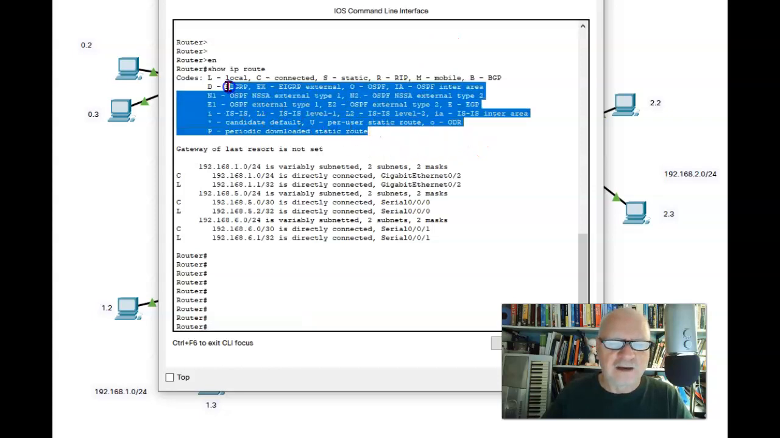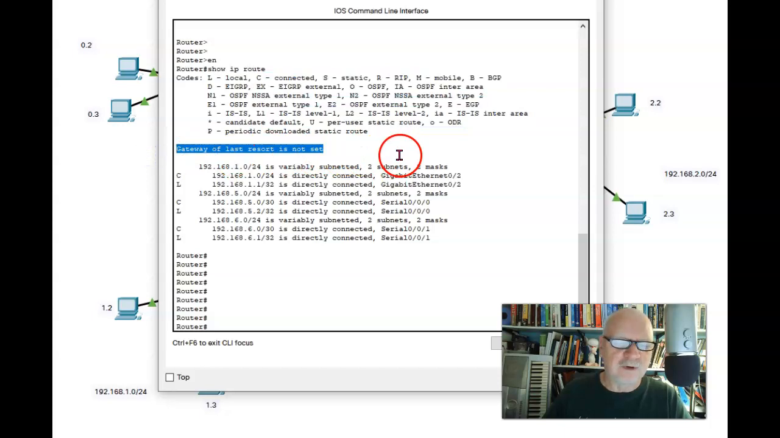The first thing I have is a set of codes that tells me local, connected, static, RIP, and so on. And then I have this line that says gateway of last resort is not set. That's referring to the default gateway for this router. It's called the gateway of last resort, or the default route in the case of a router, unlike with a PC where you call it the default gateway. Now, we can set one that says, hey, if I don't know where to send a packet, send it out of such and such port.